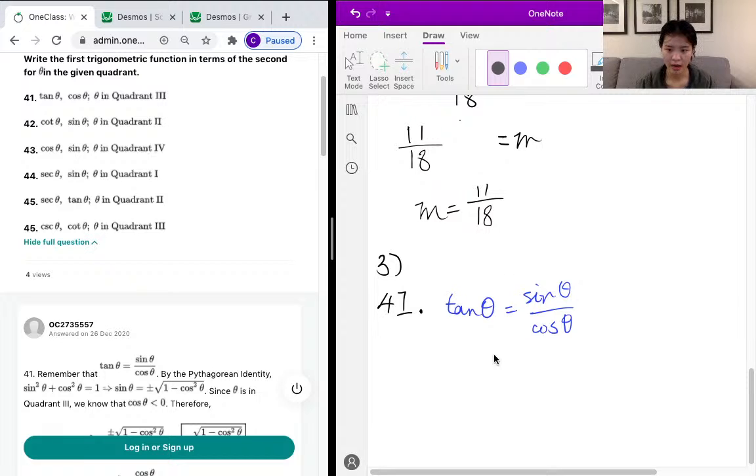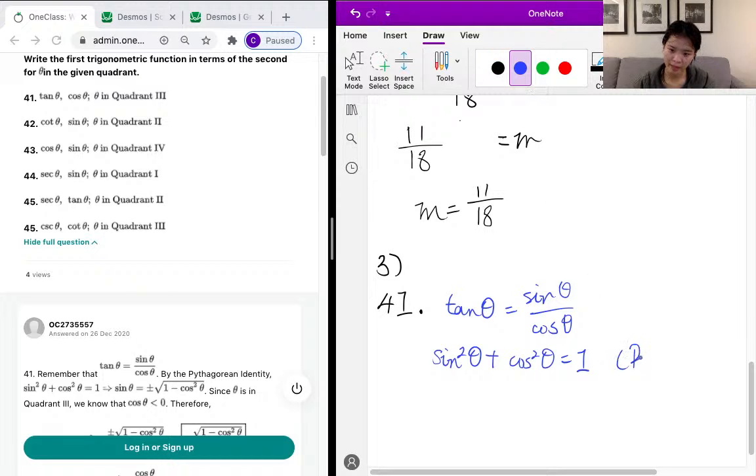Next, we're writing tan of theta in terms of cosine of theta. So we need to find some way to write sine of theta in terms of cosine of theta. Then we can have tan of theta in terms of cosine of theta alone. So let's try to find a trig identity that helps us. We can probably use the Pythagorean identity, where sine of theta squared plus cosine of theta squared equals 1.